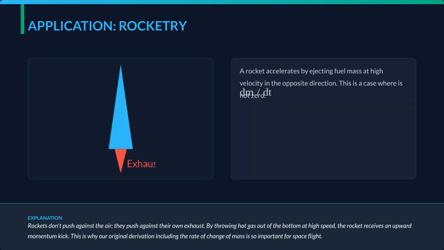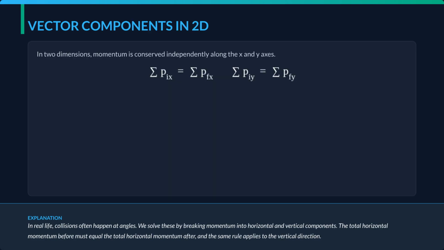Rocketry is a classic application of momentum, where mass is not constant. Rockets propel themselves by expelling hot gas or exhaust at high speed. This gives the rocket an equal and opposite upward momentum kick. In 2 dimensions, momentum is conserved independently along the x and y axes. When solving real-world angled collisions, we must break the momentum into horizontal and vertical components, applying the conservation law to each separately.